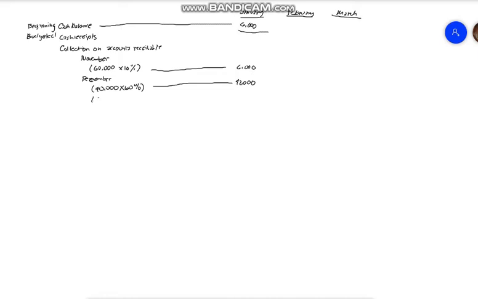So 70,000 times 10%. So why are we not including the 5% to be written off? Because there's no cash involved. Okay guys, so don't include that one. So this is going to be 7,000.